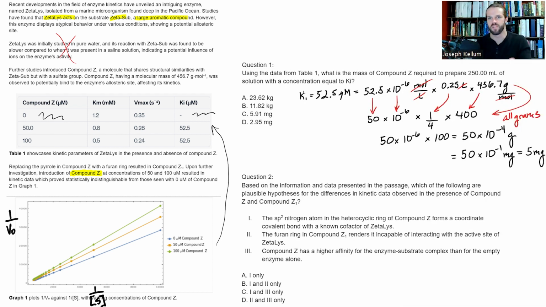And notice it's not ambiguous at all. We rounded a ton on that. So don't be afraid to round stuff. I can't emphasize that enough. Right, so C ends up being correct there.